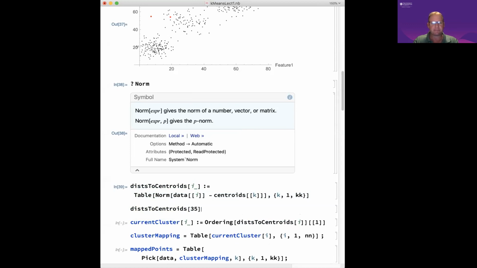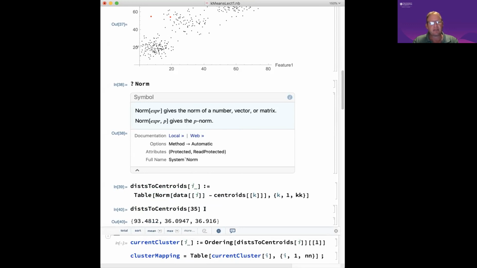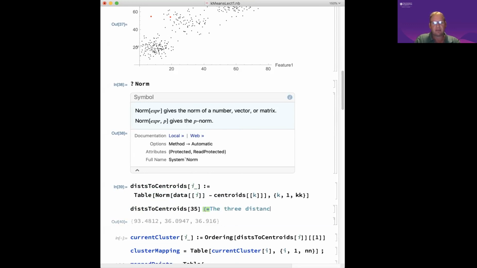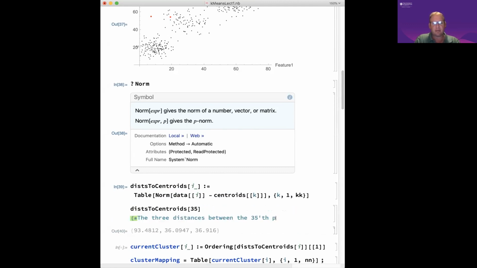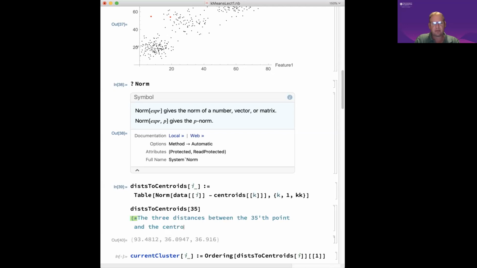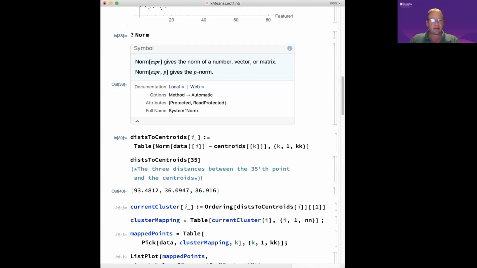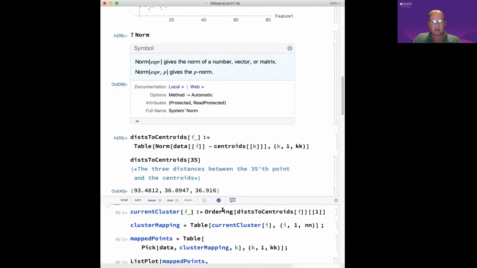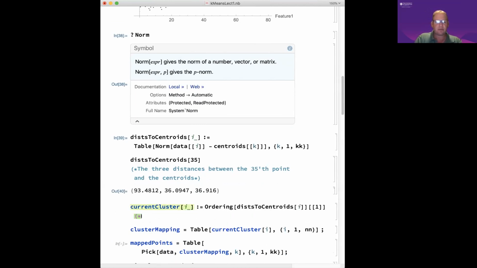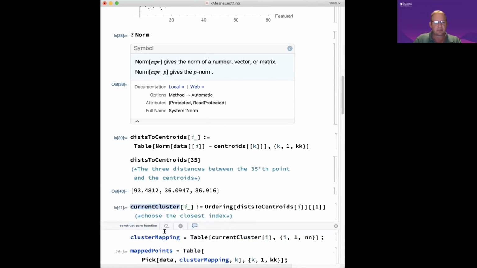440 or 3. Yep, these are the three distances between the 35th point and the centroids. That's what it is. Now if we want the cluster of the point, we're using a mathematical function called Ordering. This is basically an ugly way to choose the closest index.